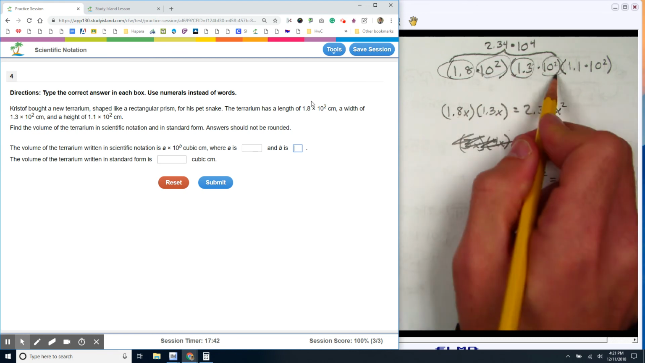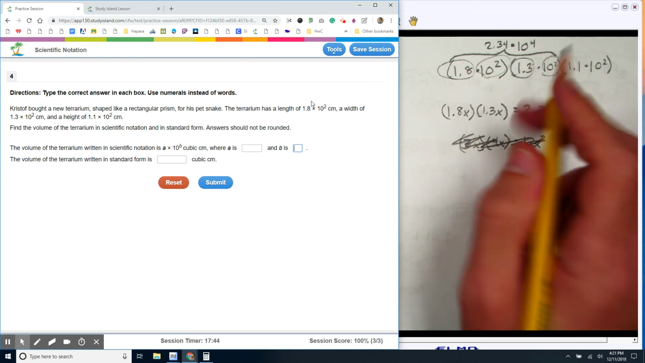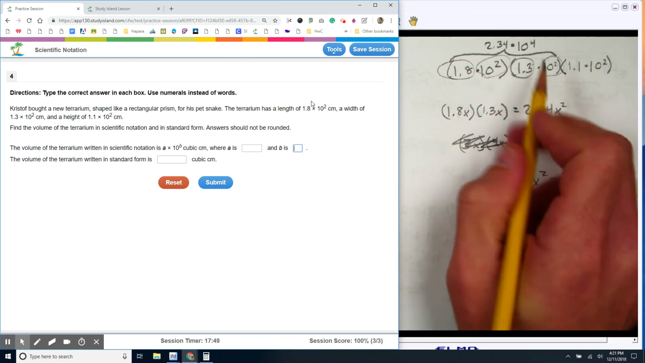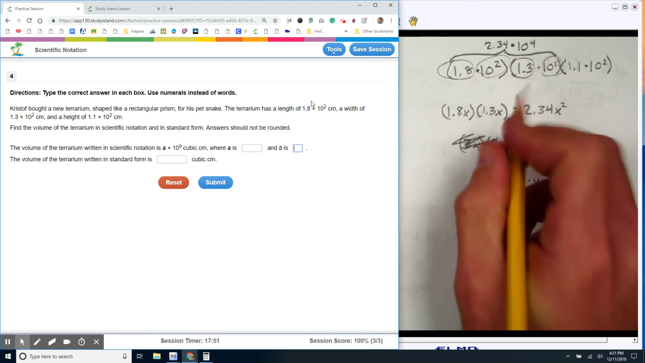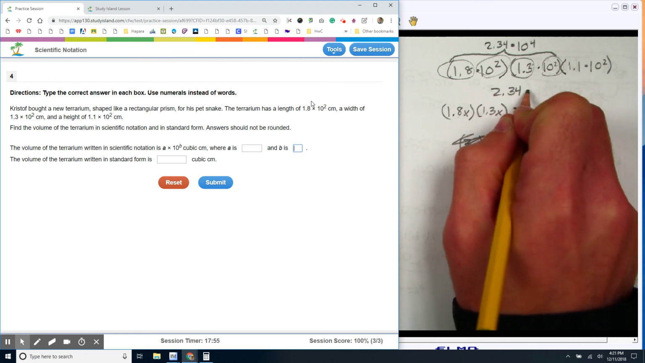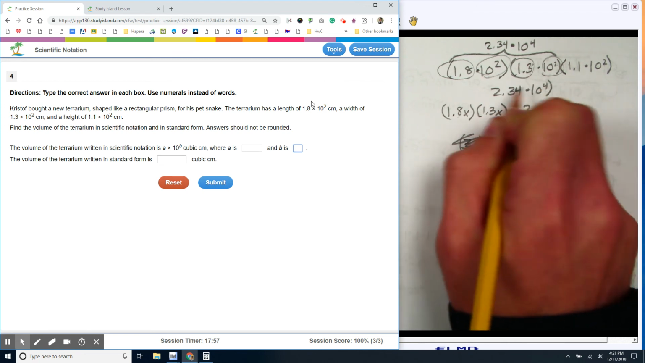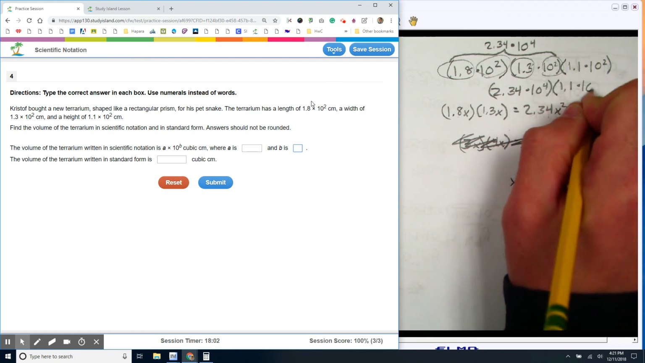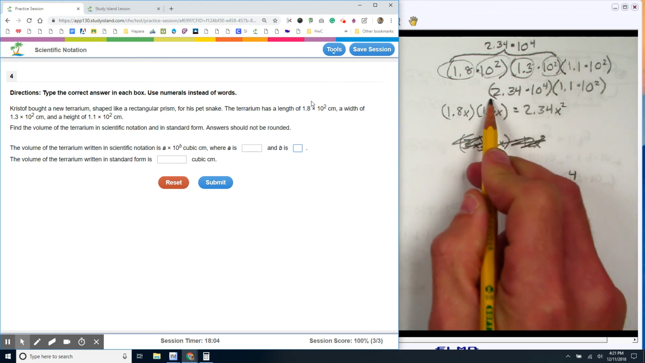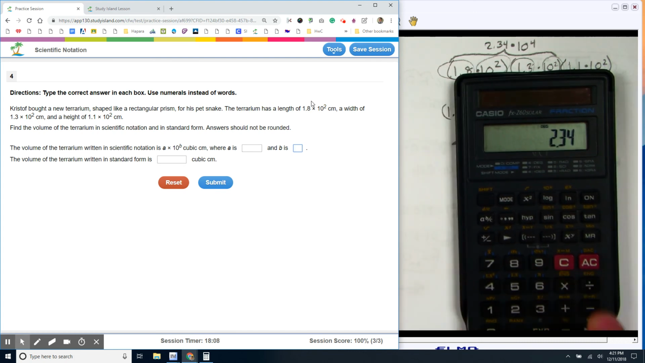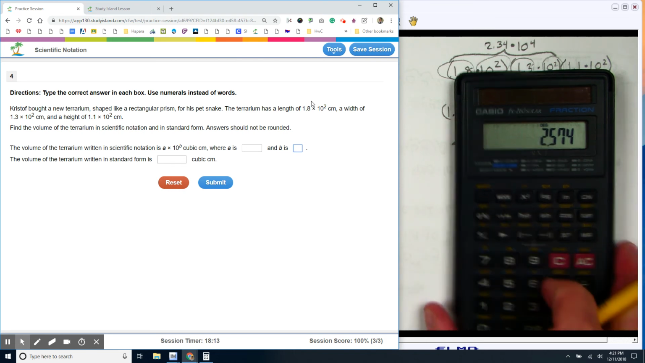And the base in this case is 10, the exponents are both 2, so add the 2's, you get 4. So 10 times 10 times 10 times 10 is 10 to the 4th. So now I've got 2.34 times 10 to the 4th power times 1.1 times 10 squared. So again, multiply the first numbers, 2.34 times 1.1 equals 2.574.